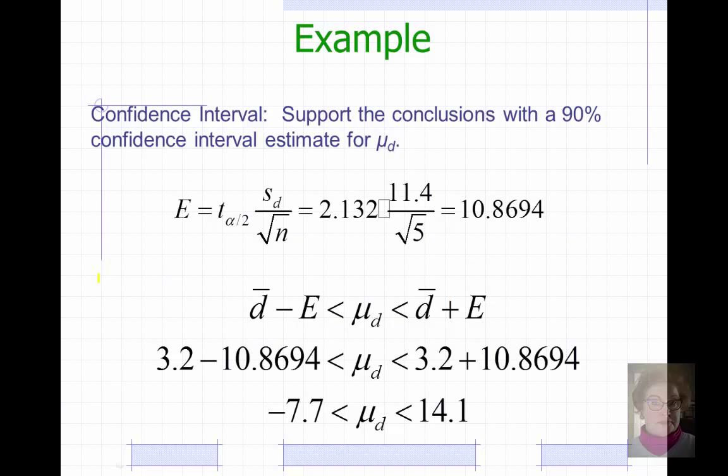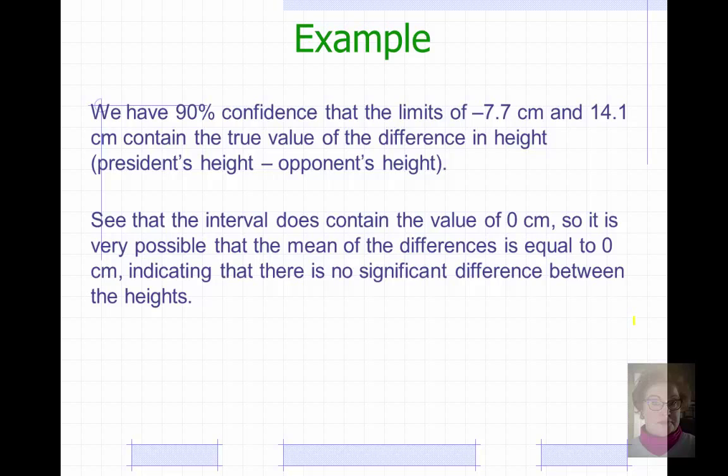Okay, we can also do a confidence interval. When we do a confidence interval, that's always a two-tailed test. You can see our standard error is going to be more than 10. We take our mean minus our margin of error, our mean plus the margin of error, and you can see here is the interval, and 0 is in the interval. Since 0 is in the interval, we have no evidence to support there's a difference between the height of the president and their main opponent. And that's what this slide says.